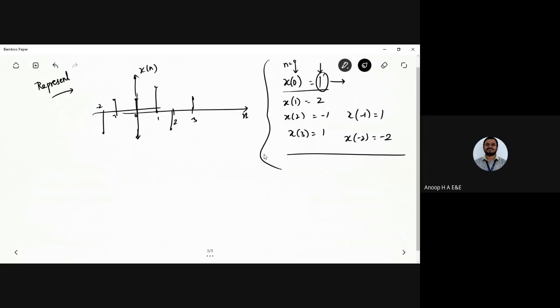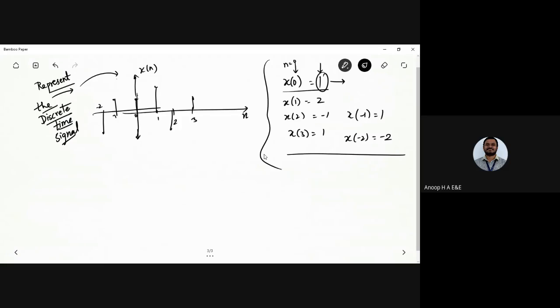This is n, and you represent the discrete time signal. That's how we represent the discrete time signal as x of n.